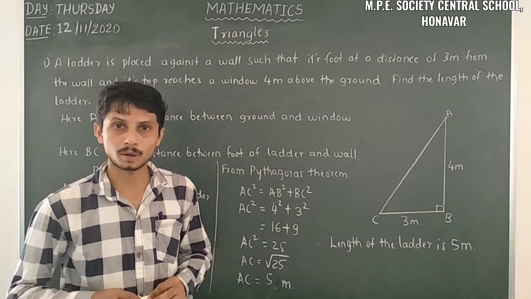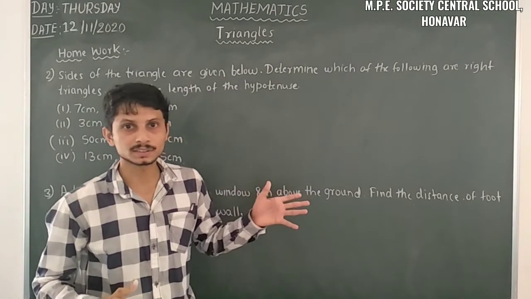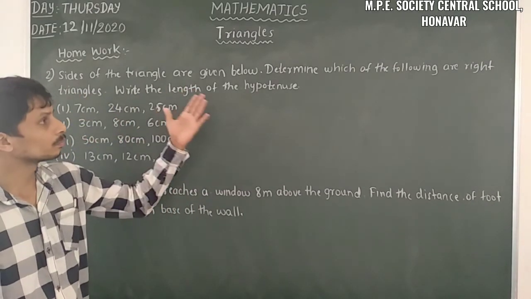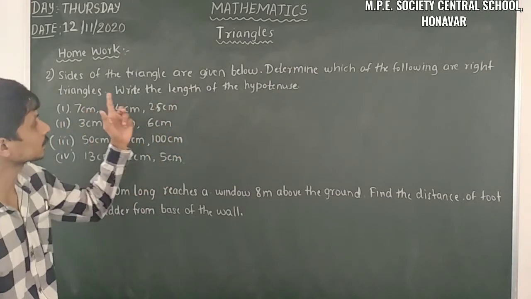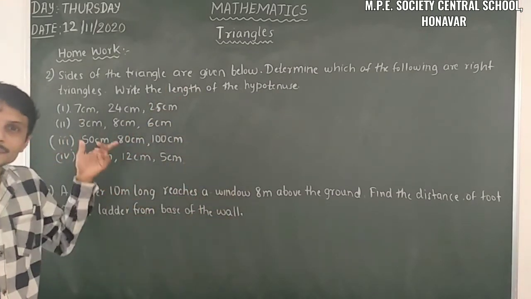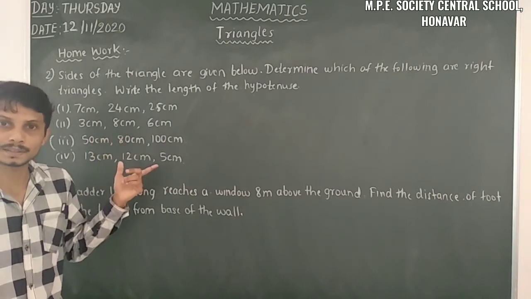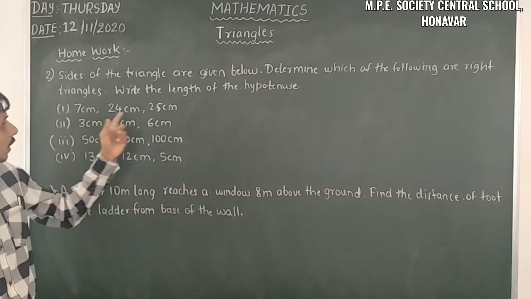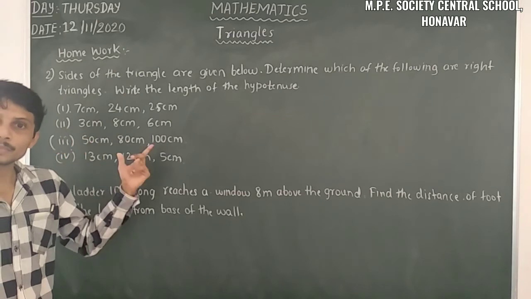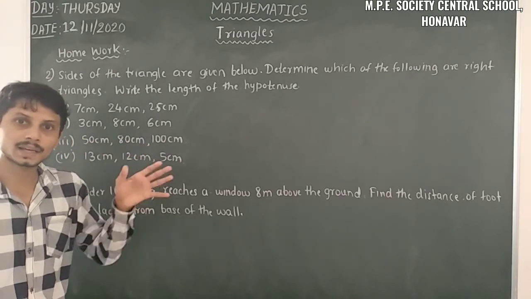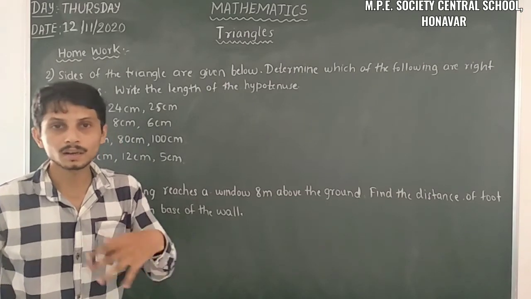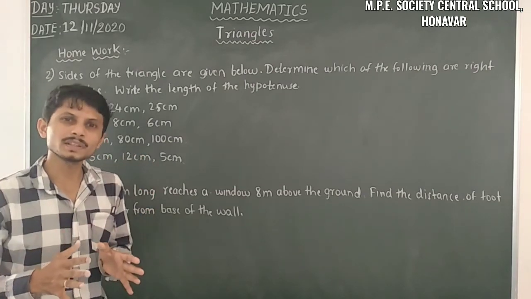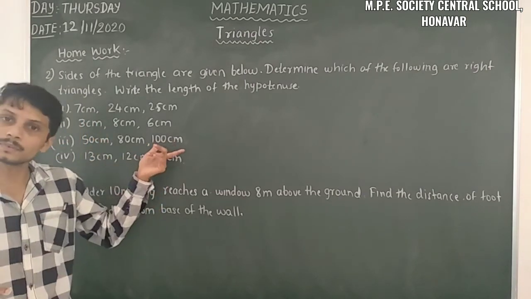So let us take the next problem, some of the homework sums. Sides of the triangles are given below. Determine which of the following are right triangles and write the length of the hypotenuse. Here there are some Pythagorean triplets, so we have to find out using the Pythagoras theorem. Three lengths are given, so from that you have to take some of the lengths as hypotenuse and the others as other sides. Commonly the higher length is the hypotenuse.